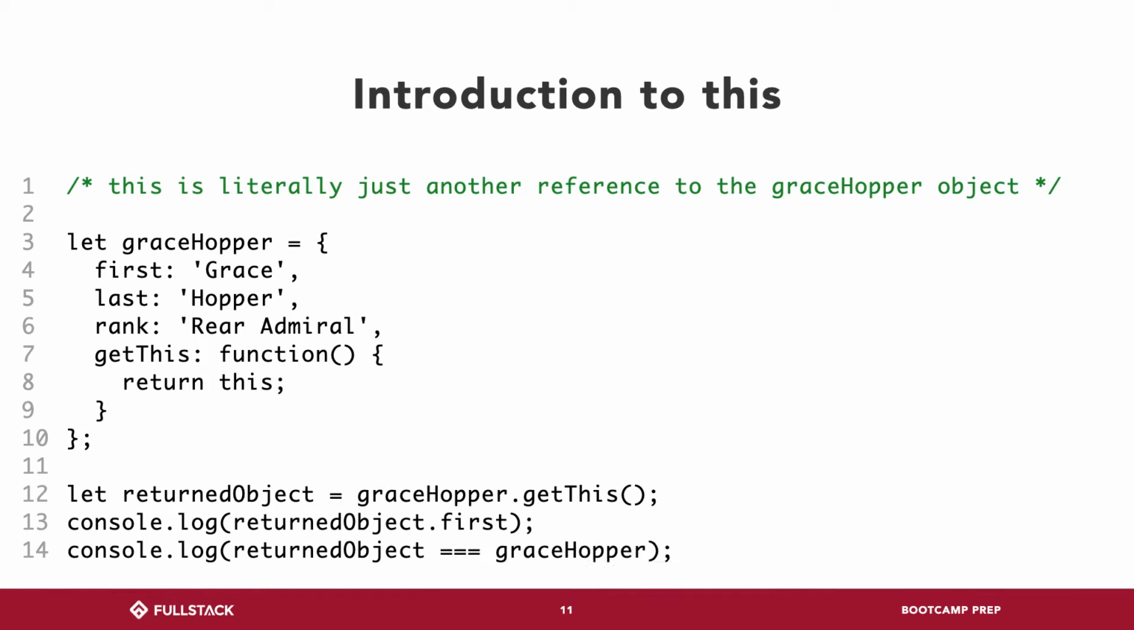So here, getThis is now the key, and its value is a function. So getThis is the method. And all that this method is doing is returning this. So I say let returnedObject equal GraceHopper.getThis invoked. So what will this return? The returnedObject will be the Grace Hopper object. So if you console log returnedObject.first, what would we get? And if we console log returnedObject triple equals GraceHopper, what do we get?